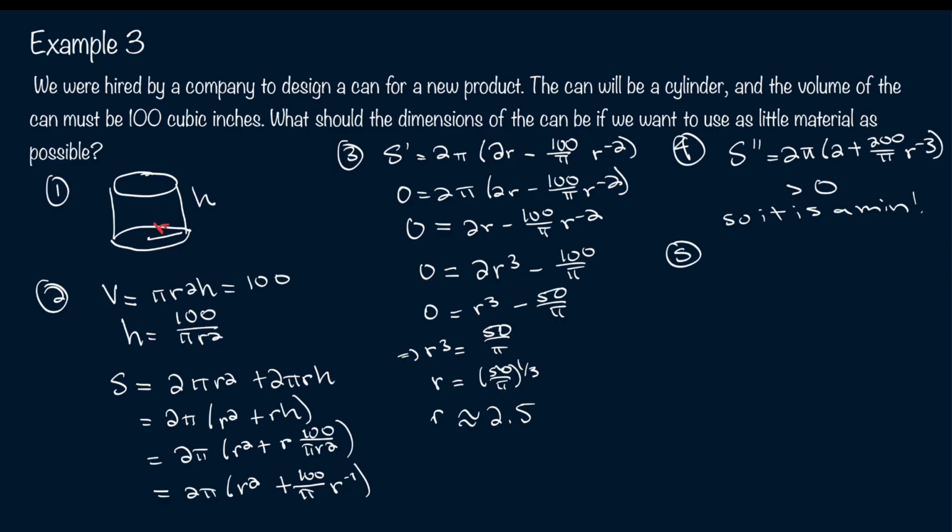So finally, we take our r, we plug it back into our original equation. So we get h equals 100 over pi times 2.5 squared, which is roughly about 1.6. So we have our r and we have our h.